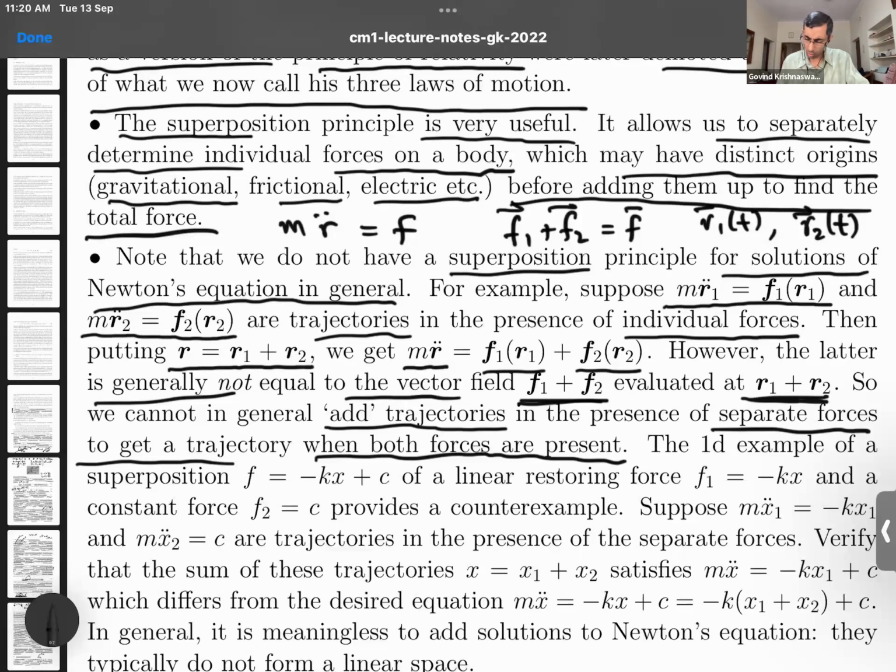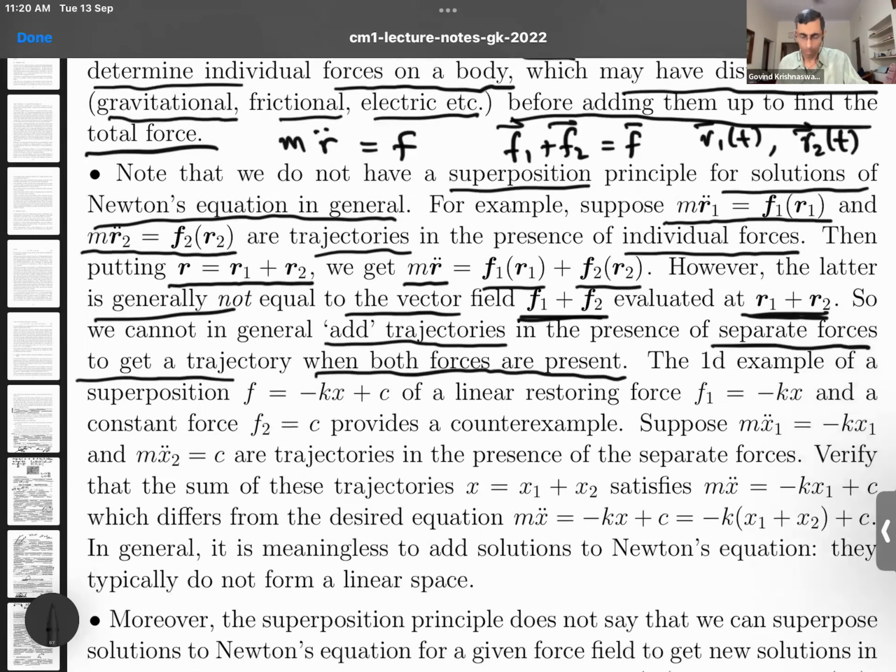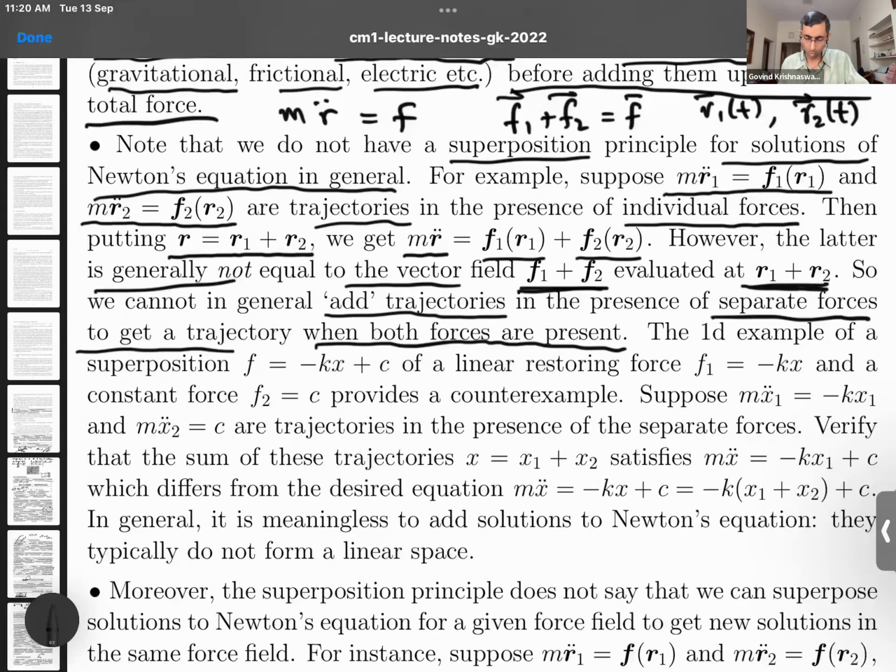And there are simple examples that will show you this. I hesitate to spend time doing that here. I think I will let you take a look at the example that I've given here, or make up examples of your own. But I want to say one thing.